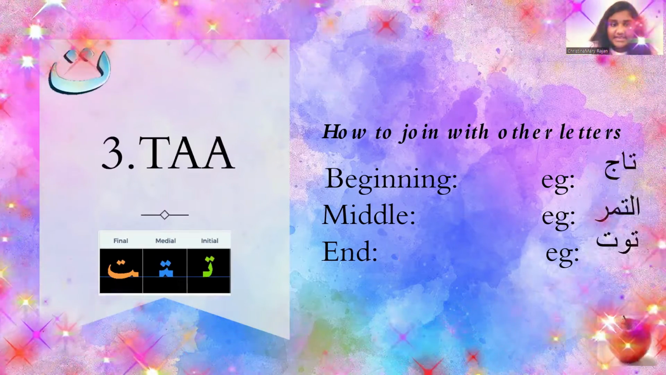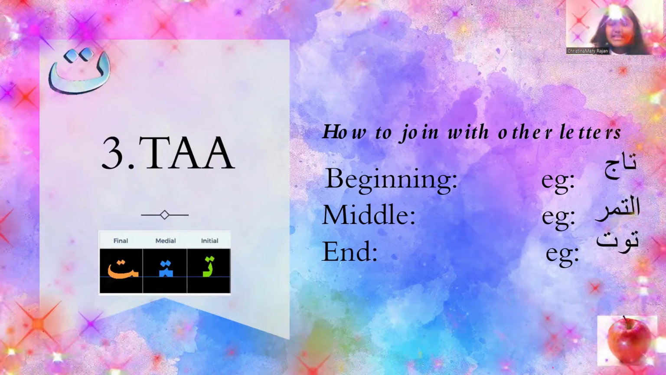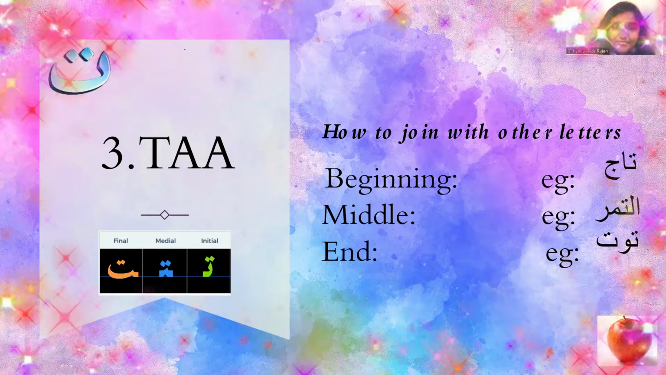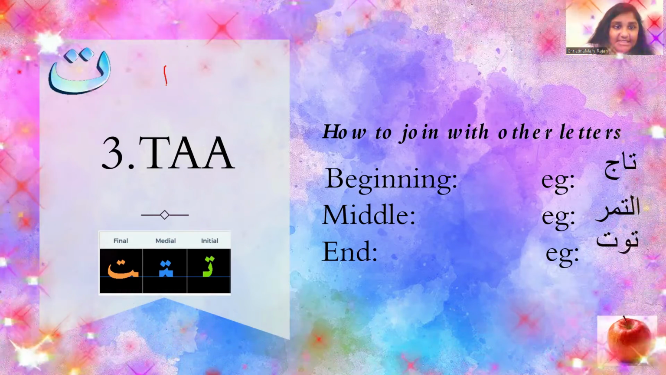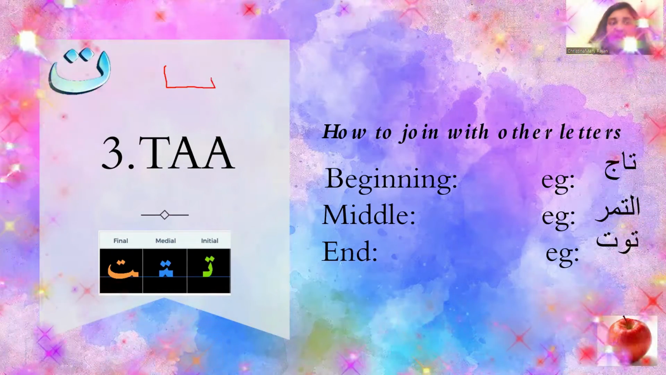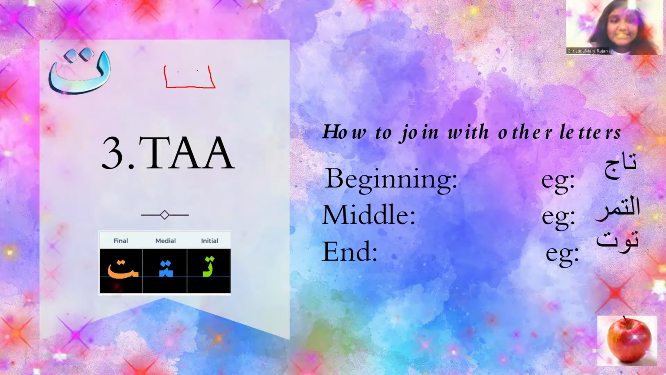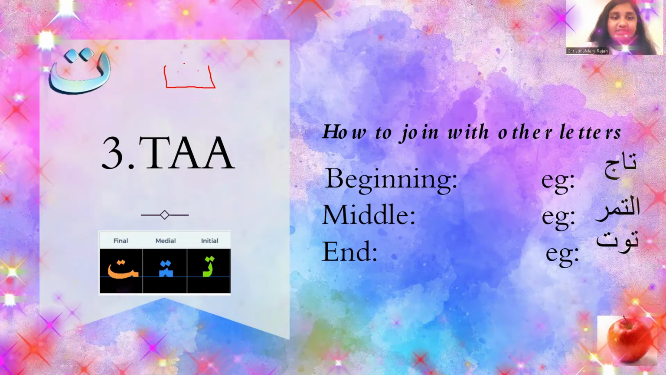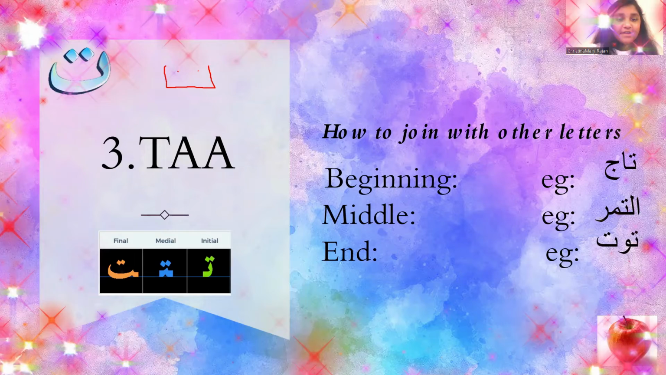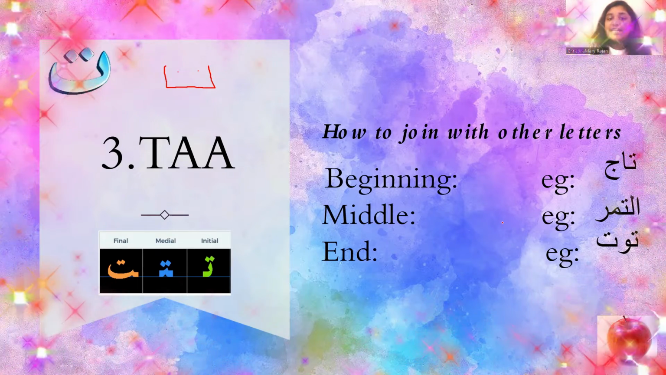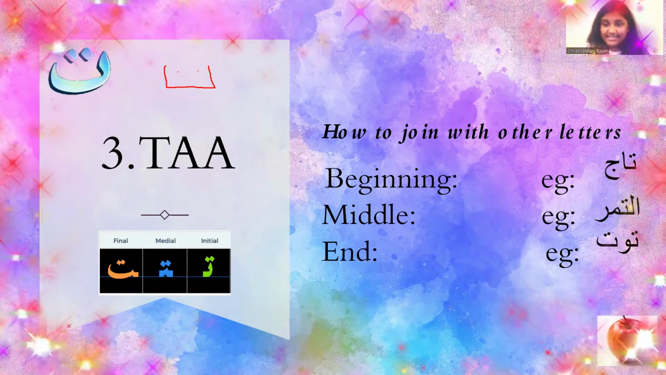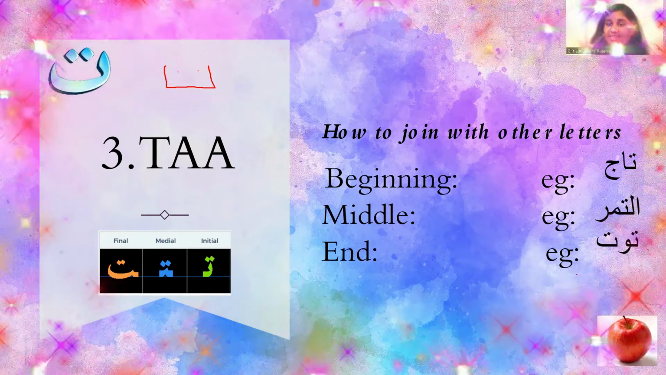So our next letter is Ta. Let's see how to write it. Ta goes like this, the same way how we did ba, except the dots are two and inside the box. We can also write it on top here, but then correctly it's in the middle. Let's see how to join this with the other letters. In the beginning, it's like this.